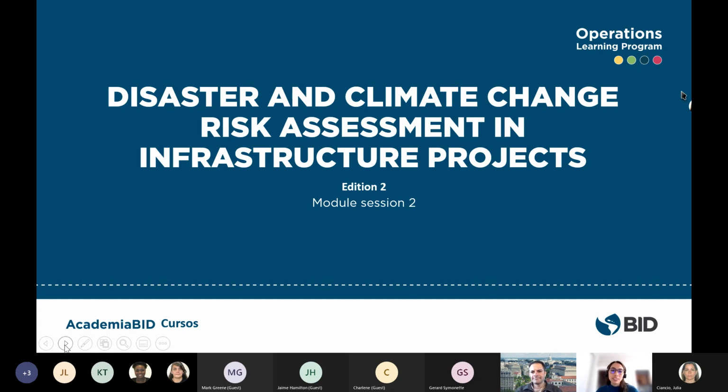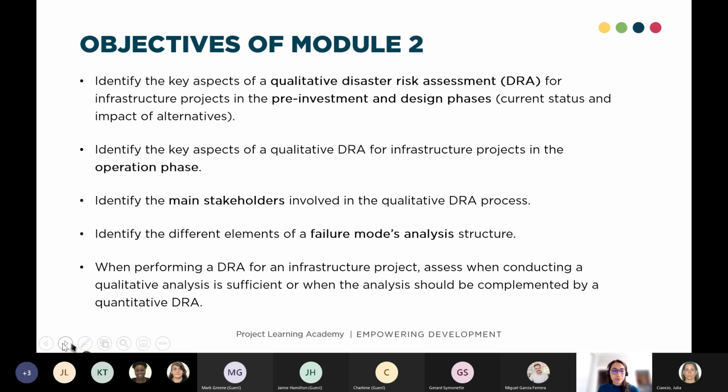We're very happy to have you here in our second module session for the disaster and climate change risk assessment course. In this session, we're going to work on an example of the qualitative assessment. As I mentioned, it is going to be really similar to what you have to do in the exercise from the module. So we hope that this will be really useful for you.